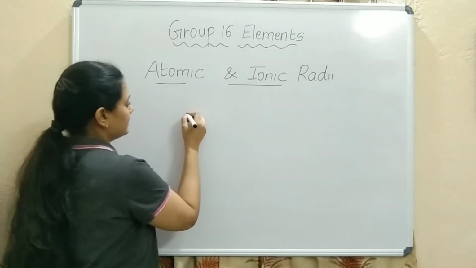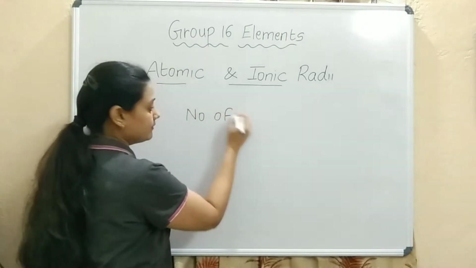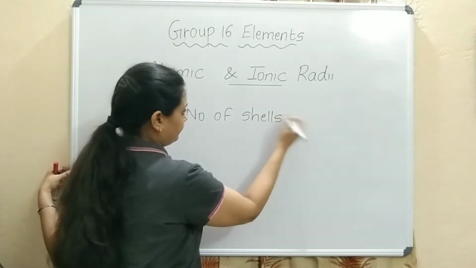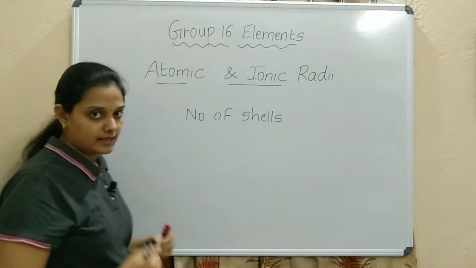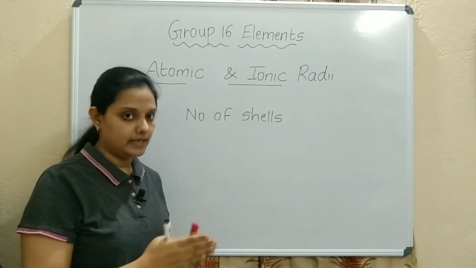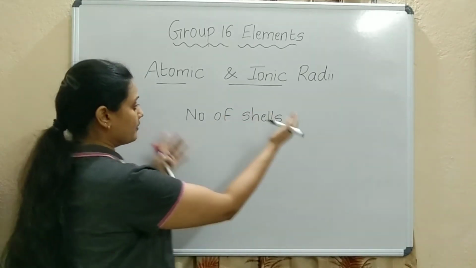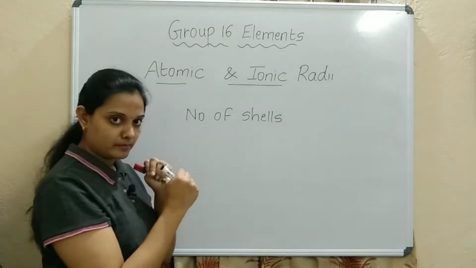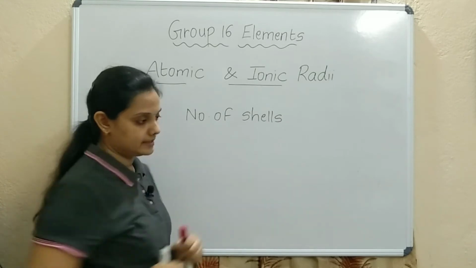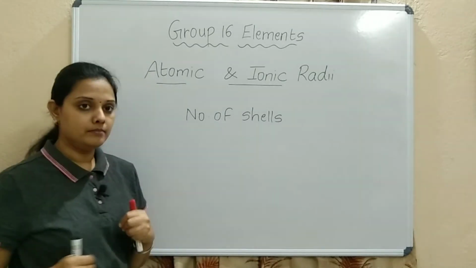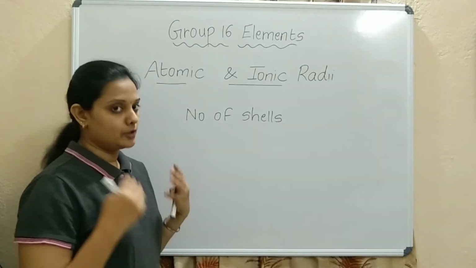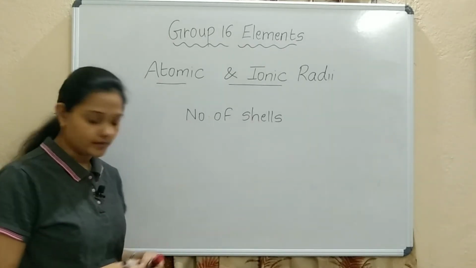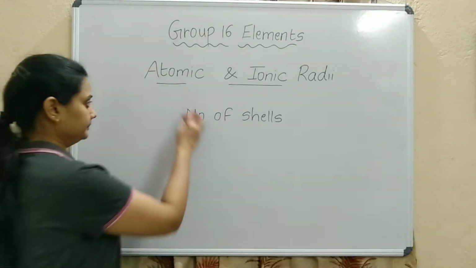Why? Because the number of shells is also added, correct? We have seen that in the electronic configuration. The atomic number is increasing, the number of protons and electrons is increasing, and the number of shells is also increasing. So what will happen to the size of the atom? It goes on increasing. So the size of the atom, atomic radii, atomic volume increases down the group. Check for the next property.